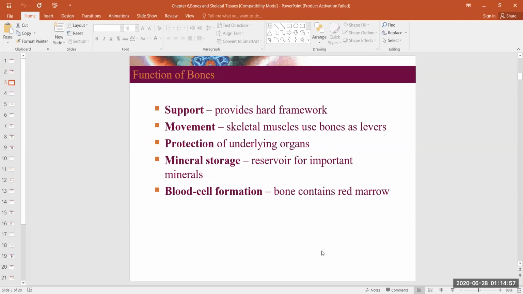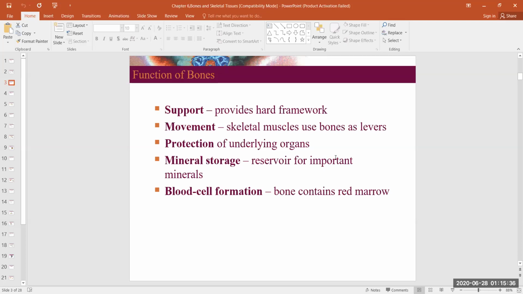The main functions of the bones are support, which means it provides a hard framework for your body. Like when you build a house, first you see the framework without any brick or cement or any covering. So bone is that way. It is like a framework for our body. Bone attaches skeletal muscles. That's why it is a lever for our movement. Bone protects several vital organs in the body, like the skull bone protects your brain, the thoracic cavity protects your lungs and heart, and bone also stores minerals, most importantly calcium and phosphate.